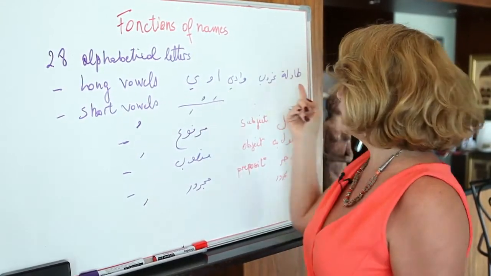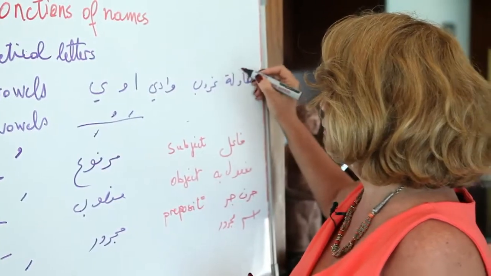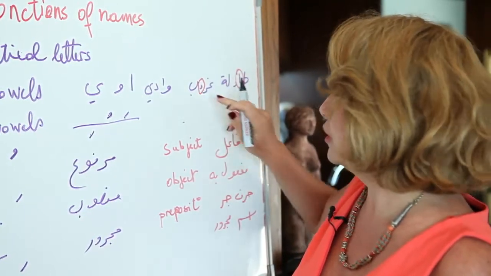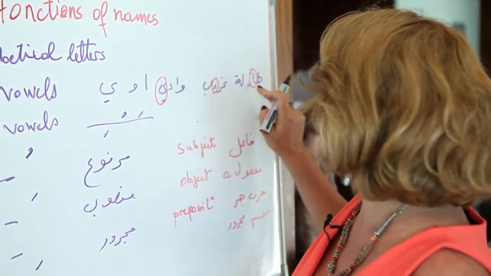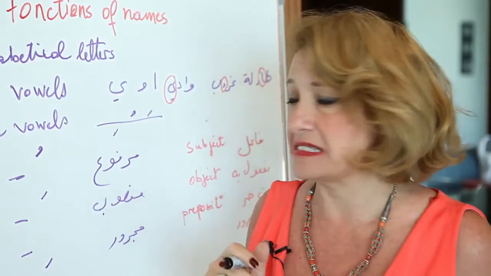A, for example, when we have طاولة, this is the A, the long vowel. غروب, here it's the long vowel U also. Wadi, so we have A, U, E. These are long vowels as letters.